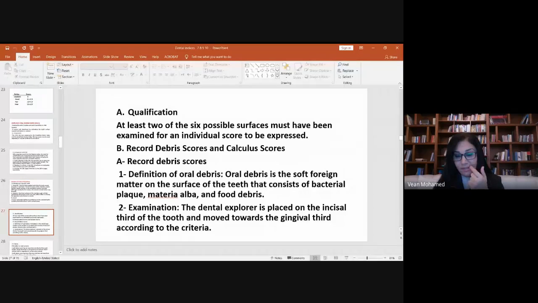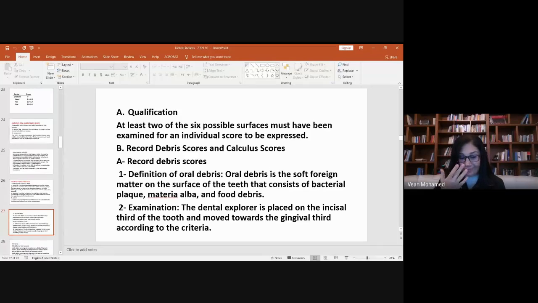Any food debris will be colonized by bacteria. So it is materia alba. When it is very white and simply removed, it changes to plaque after a few hours. It means colonization by bacteria, microorganisms. So debris means plaque, materia alba, and food debris. It is a soft deposit.